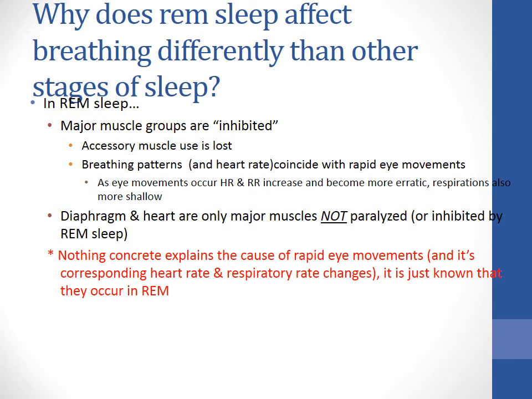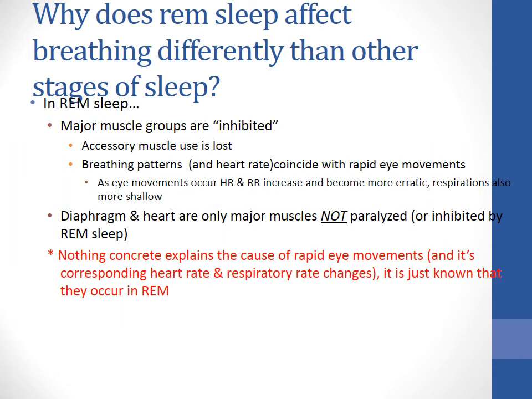Well, in REM sleep, our major muscle groups are inhibited. We like to say that they're paralyzed during sleep. So we lose our accessory muscle use, which helps with breathing. Our breathing patterns and our heart rate coincide with rapid eye movements. So as we see the rapid eye movements occur, you'll also notice that that's when the heart rate and respiratory rate will change. They'll become erratic. You may see the respiratory rate increase or have to take a few deeper breaths, and the heart rate may become erratic as well.